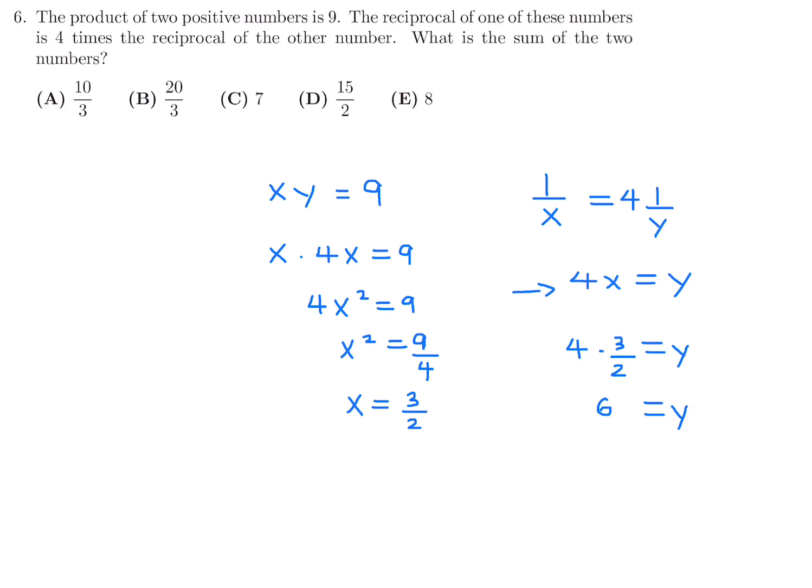Now we just have to add them because we need to find the sum. X plus y is 3 over 2 plus 6, and that is 1.5 plus 6, 7.5. And of the answer choices, the one that is equivalent to 7.5 is 15 over 2, which is D.